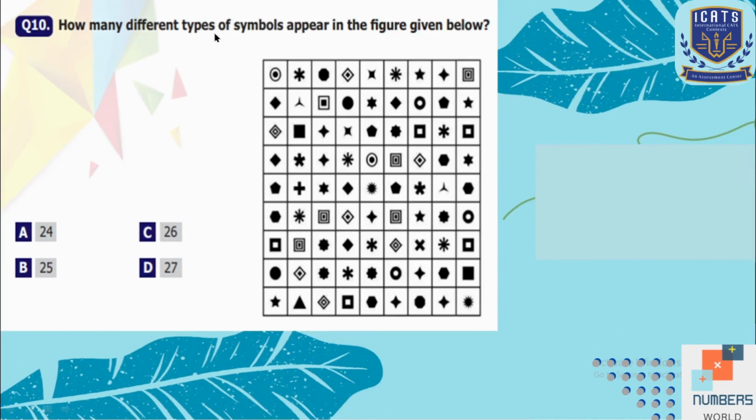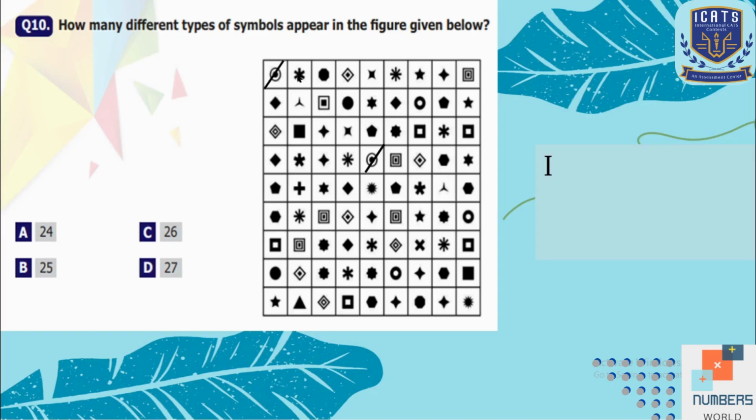Question number 10. How many different types of symbols appear in the figure given below? So first of all, look at the first symbol, which is a circle. Cut it and write the marking. It's totally up to you, you want to make tally marks or you want to do numbering like 1, 2, 3. So it's the first type of symbol, find the similar symbol in the chart. There it is, so you cut it as well.